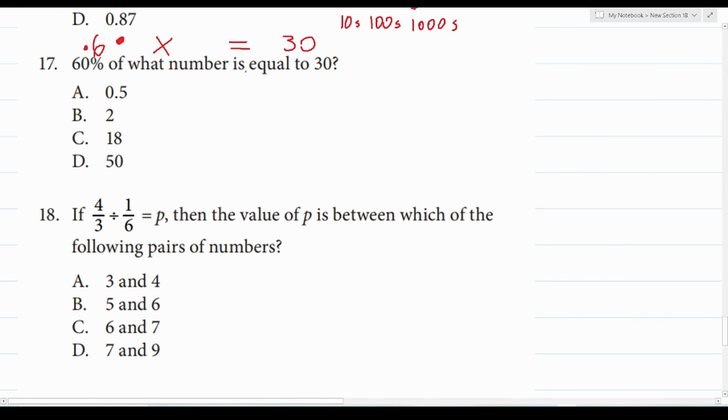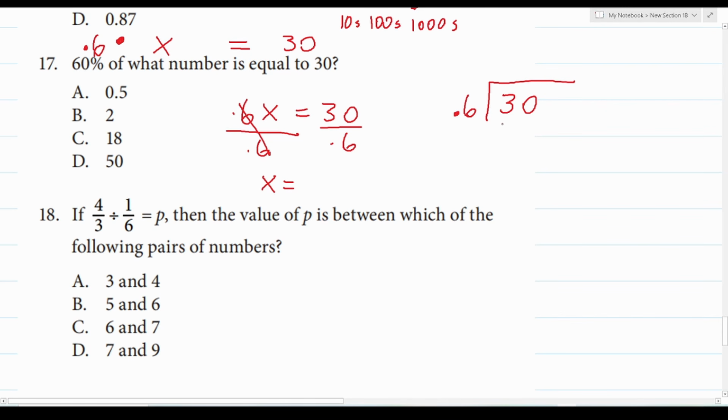So let's go ahead and rewrite this down here. 0.6 times x, which is the same as 0.6x, equals 30. Now we're just solving for x, so we're going to divide both sides by 0.6 to get x by itself. This is going to cross out, leaving you with x over here. And this question becomes, what is 30 divided by 0.6?